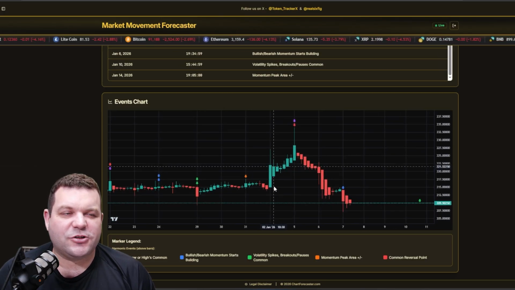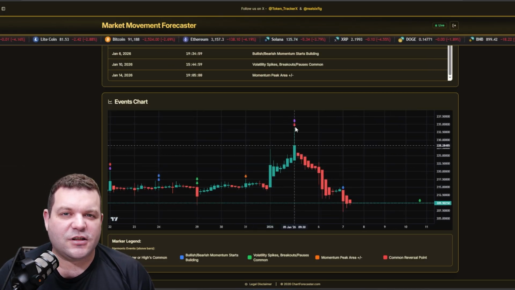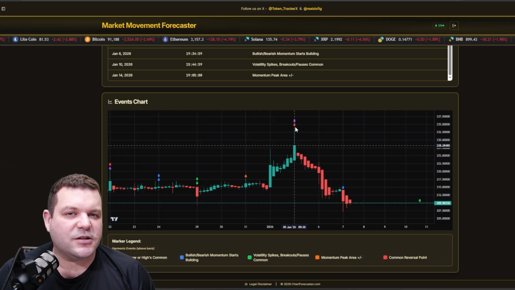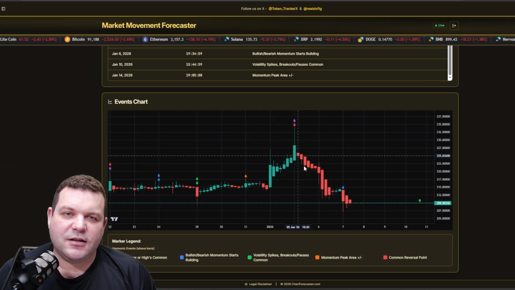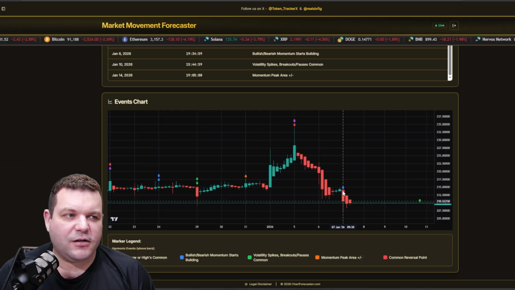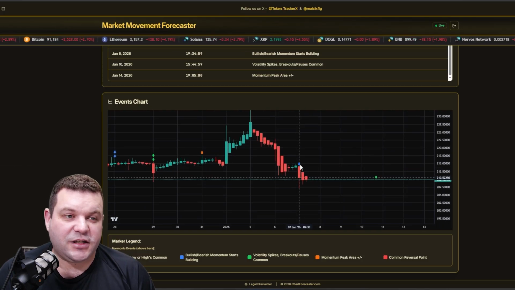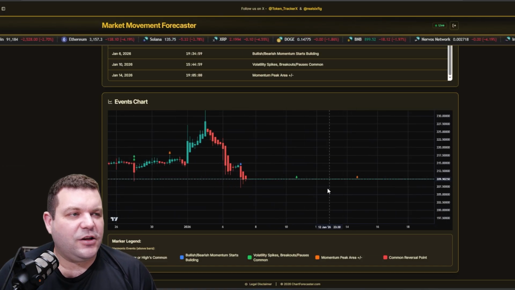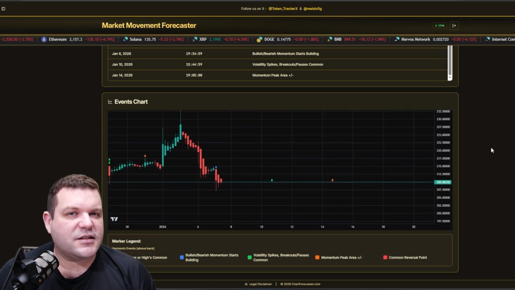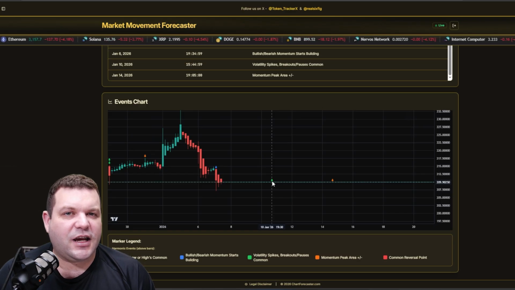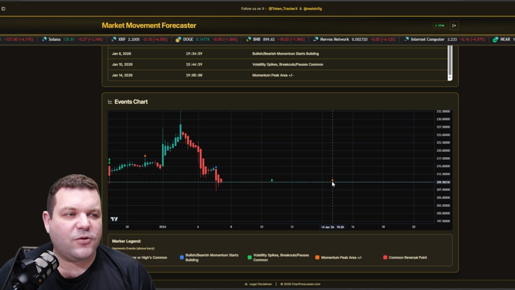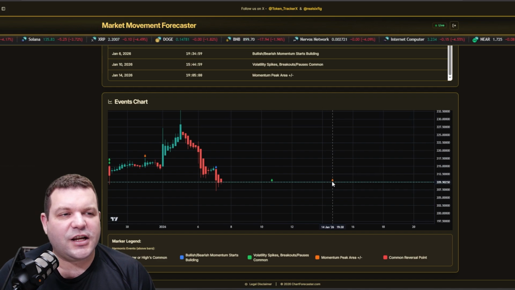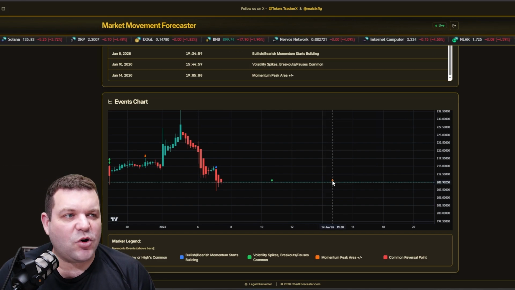It did a phenomenal job predicting another reversal in a momentum, a market high. It's insane. Again, January 7th, it predicted the bullish or bearish momentum would start, which it has. Now, you can see that on January 10th, it's predicting another volatility spike at 15:44 hours. And also on January 14th at 19:30 hours, it's predicting a momentum peak.